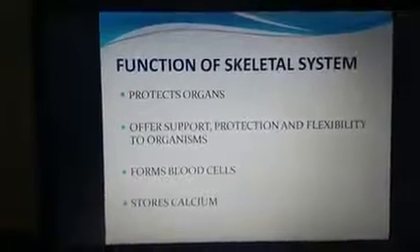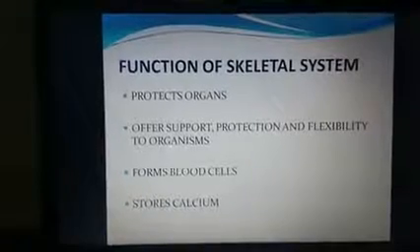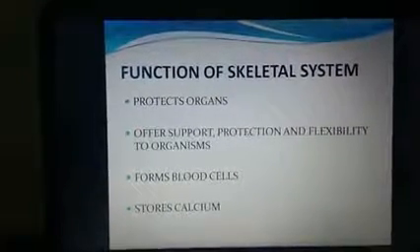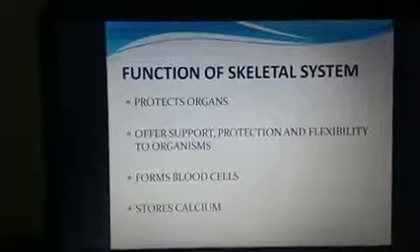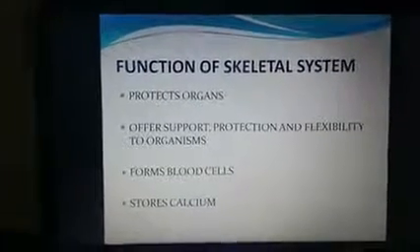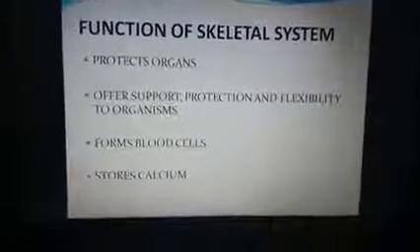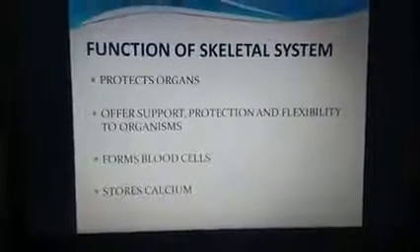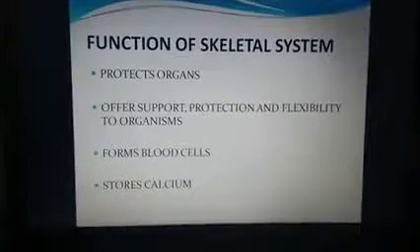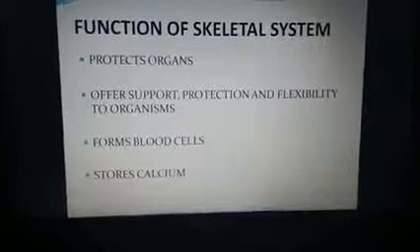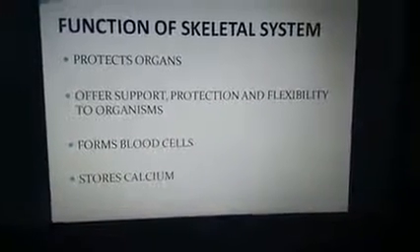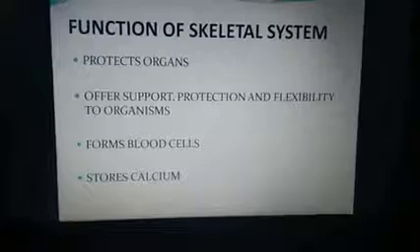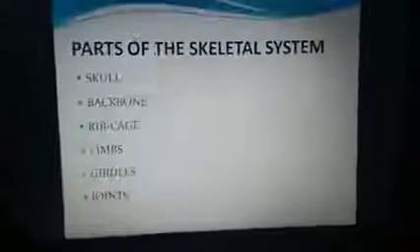The process of formation of red blood cells takes place in the bone marrow, and bone marrow is a soft and spongy substance present inside the bones. And we can say that the functions of the skeletal system are to protect organs, offer support, protection and flexibility to organisms, form blood cells and store calcium.